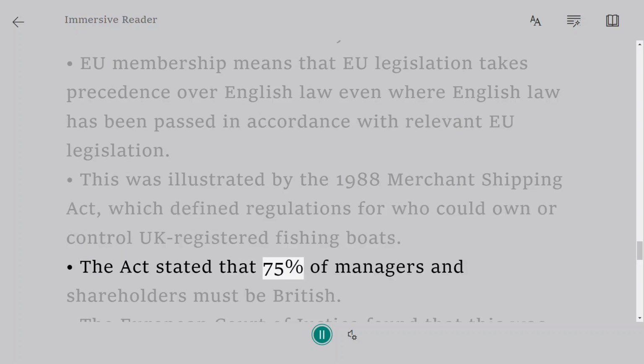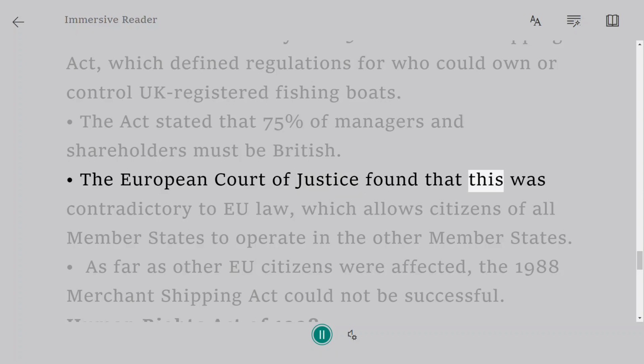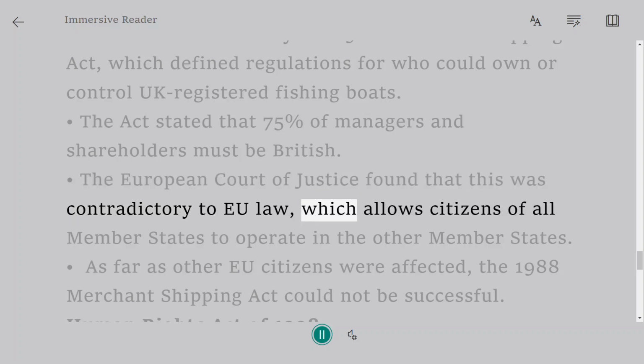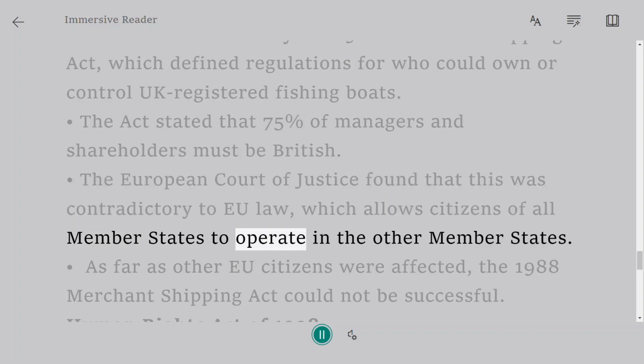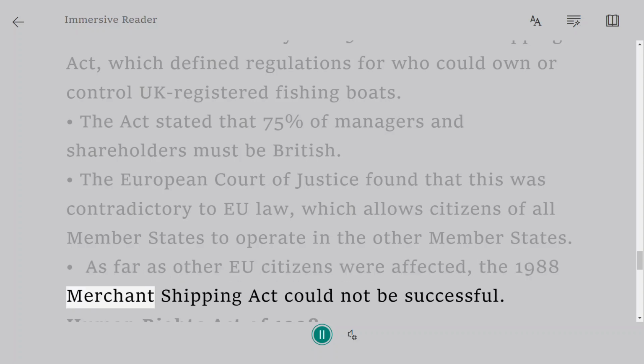The Act stated that 75% of managers and shareholders must be British. The European Court of Justice found that this was contradictory to EU law, which allows citizens of all member states to operate in the other member states. As far as other EU citizens were affected, the 1988 Merchant Shipping Act could not be successful.